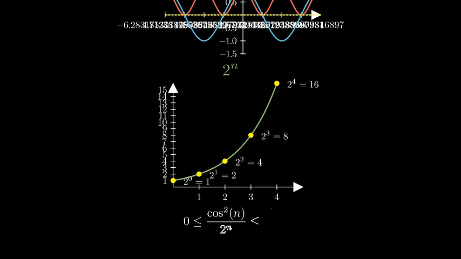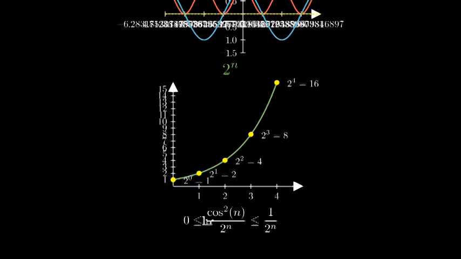Since cosine squared is between 0 and 1, and we're dividing by 2 to the n, we can use the squeeze theorem. Our sequence is bounded above by 1 over 2 to the n, and bounded below by 0. We know that 1 over 2 to the n converges to 0 as n approaches infinity. Since our sequence is squeezed between 0 and a sequence that converges to 0, our sequence must also converge to 0.